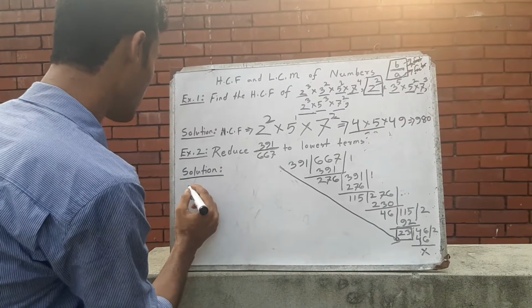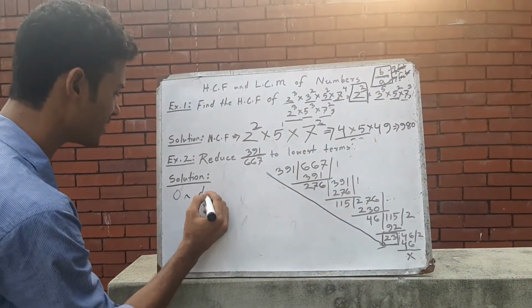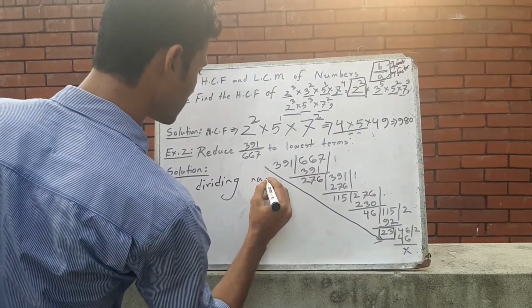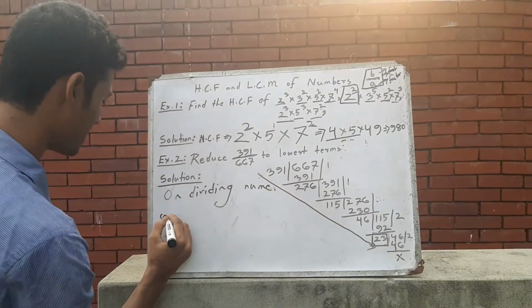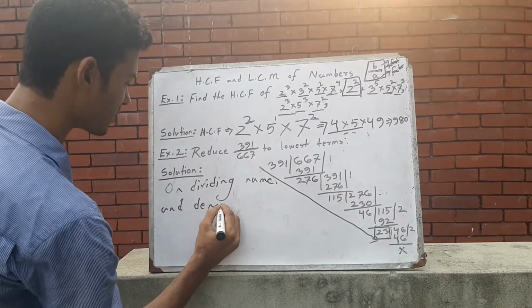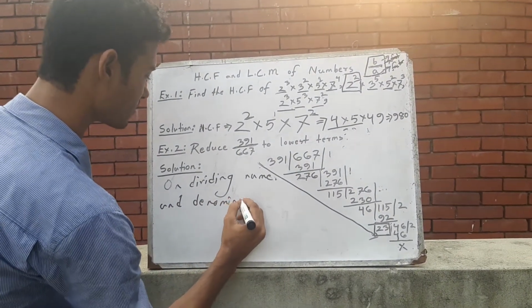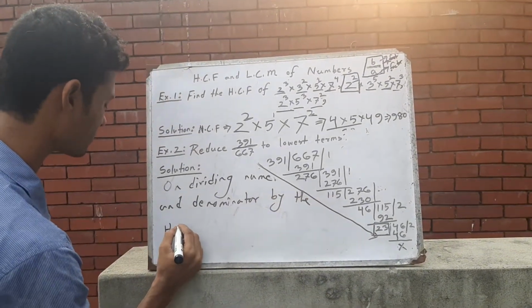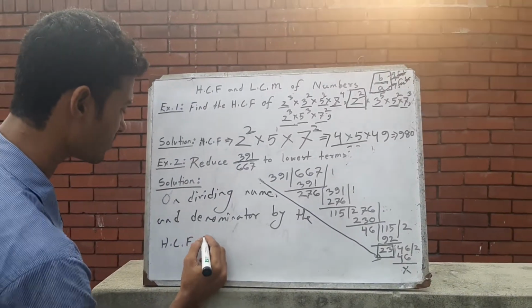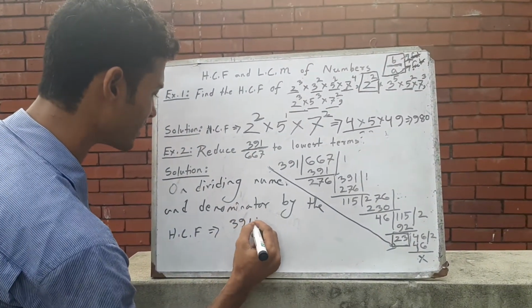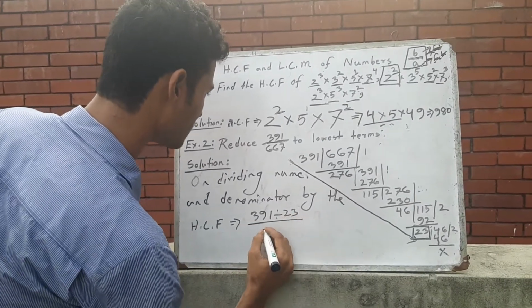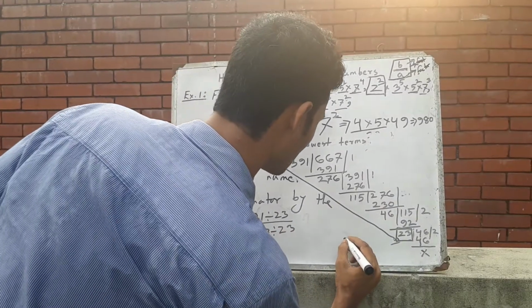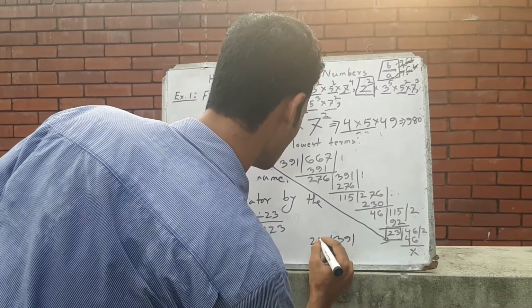So what do we need to do? Divide the numerator and denominator by the H.C.F. 391 divided by 23, and 667 divided by 23. Here we check 391 divided by 23.